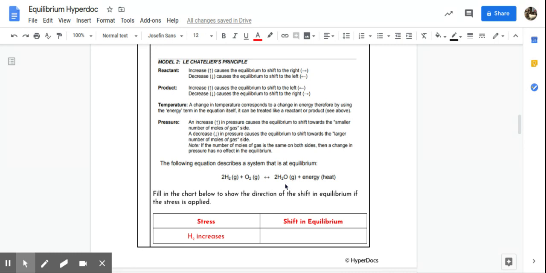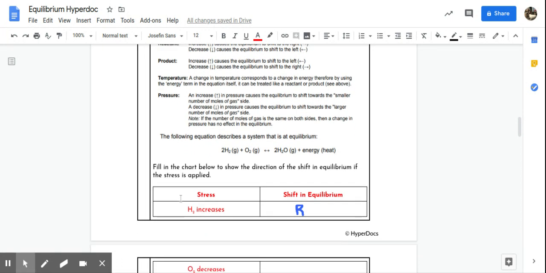So now I'm going to give you some examples. If we had this stress, what direction would we shift the equilibrium? H2 increases. H2 is right here. It is a reactant. So if H2 increases, you increase a reactant, and that causes the equilibrium to shift to the right. That makes sense if you think about it the other way that we were talking about it. We would have too much on this side, so to balance it out, we have to go in this direction to get back to equilibrium.